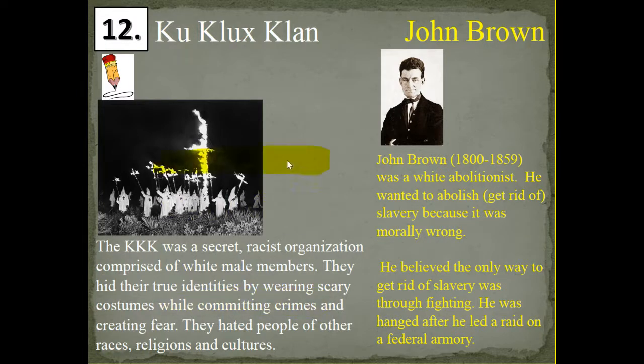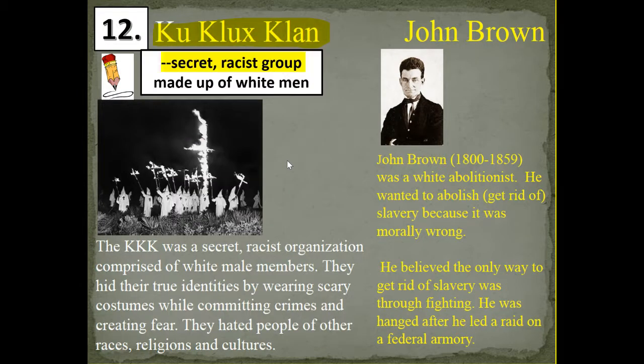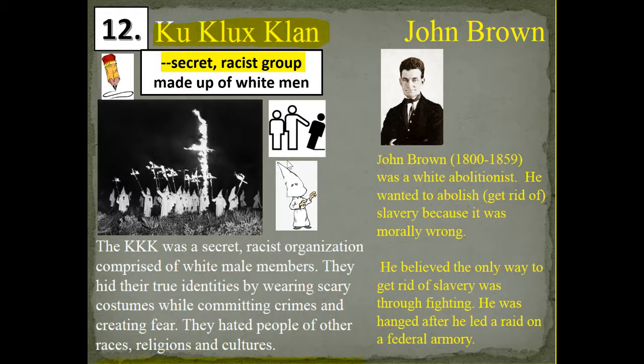Number 12, Ku Klux Klan. The Ku Klux Klan is a secret racist group made up of white men. The KKK was a secret racist organization comprised of white male members. They hid their true identities by wearing scary costumes while committing crimes and creating fear. They hated people of other races, religions, and cultures. So, Ku Klux Klan, a secret racist group made up of white men.